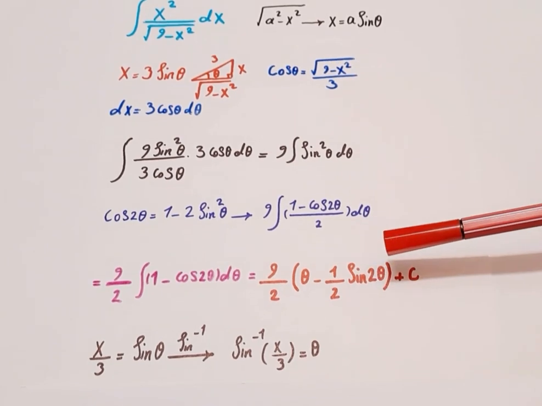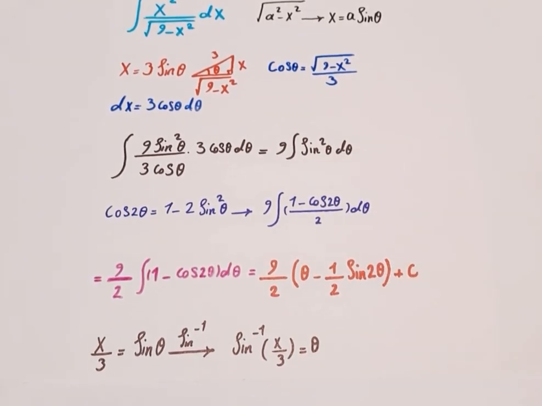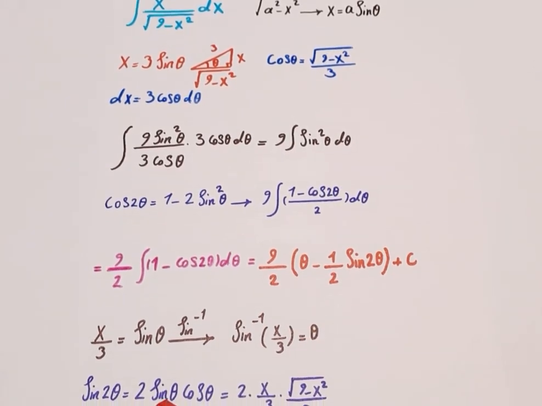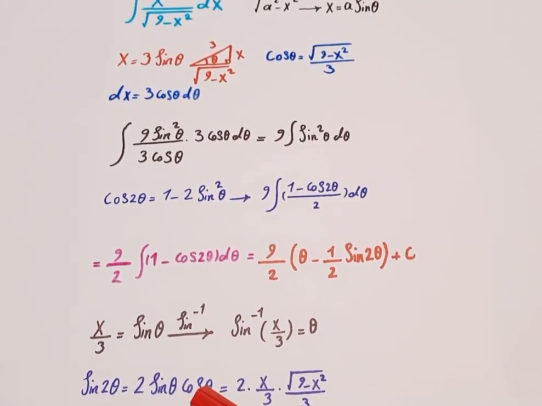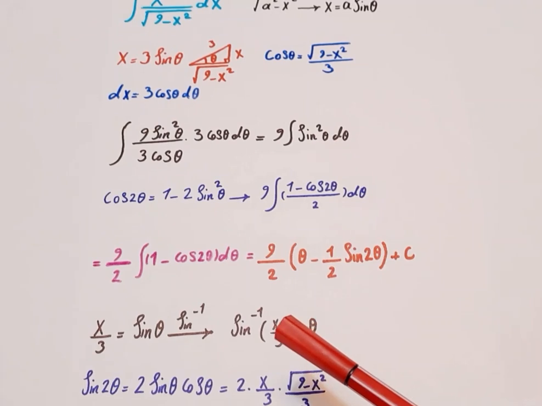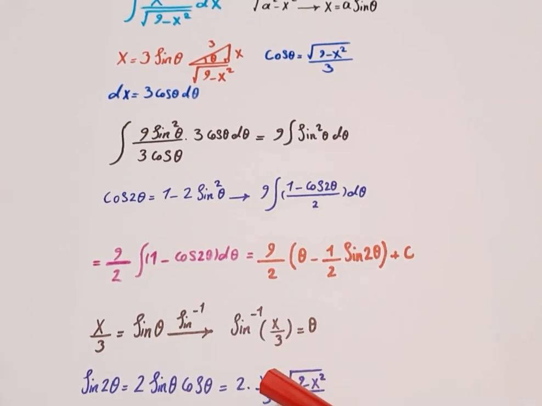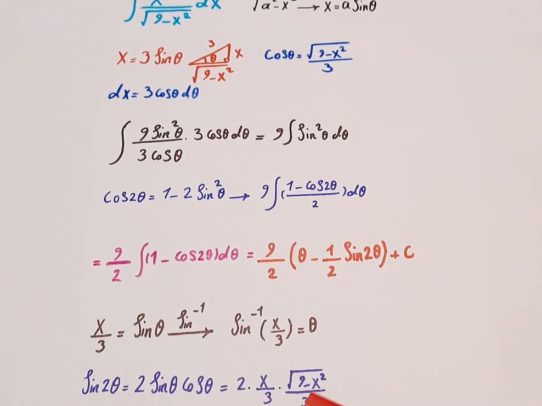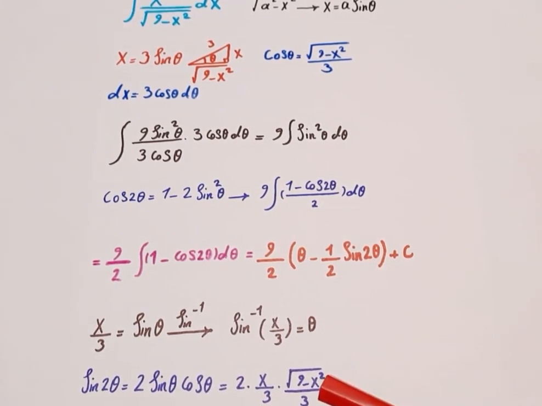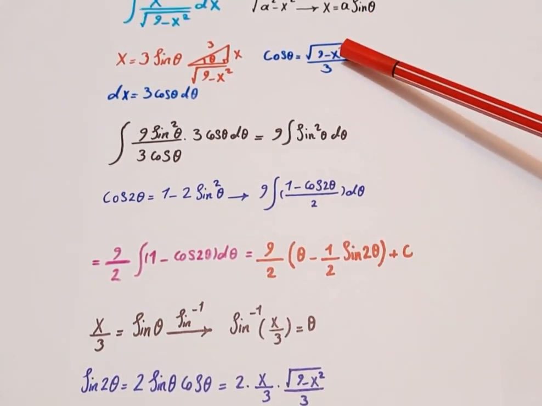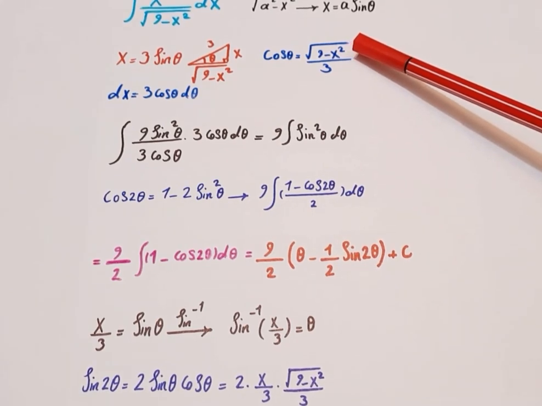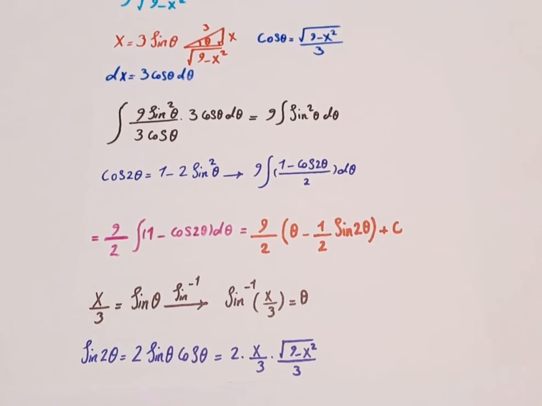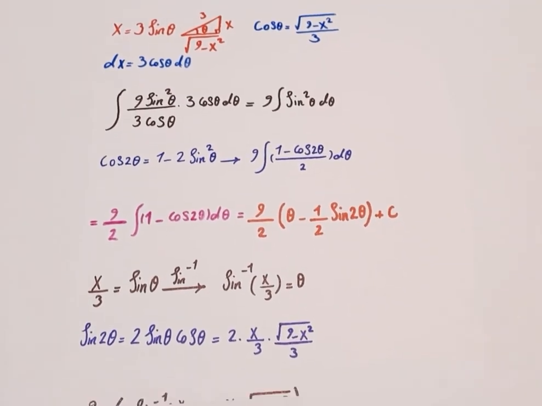Let's find sine 2 theta. You know that sine 2 theta is equal to 2 times sine theta times cosine theta. Sine theta was equal to x over 3, right? That we have here. And you know that the cosine theta is equal to the square root of 9 minus x squared over 3, that I put in this equation. So we find the sine 2 theta.